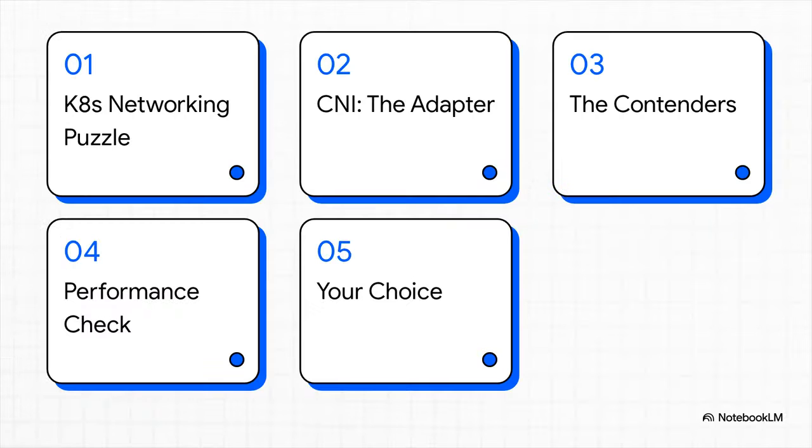So here's what we're going to cover. First, we'll tackle the basic puzzle of Kubernetes networking itself. Then, we'll look at the universal standard that makes it all possible. After that, we'll meet the three big contenders in this space. We'll put their performance under the microscope to see what the data says. And finally, we'll give you a simple framework for picking the right one for your needs.